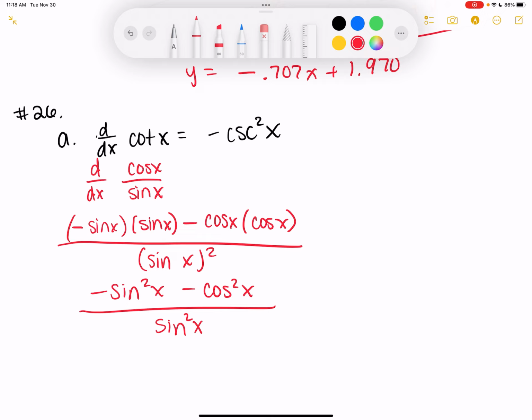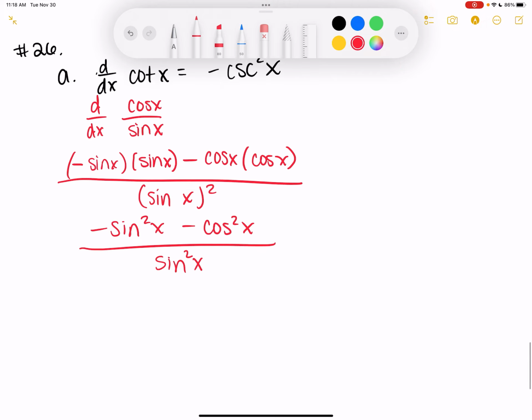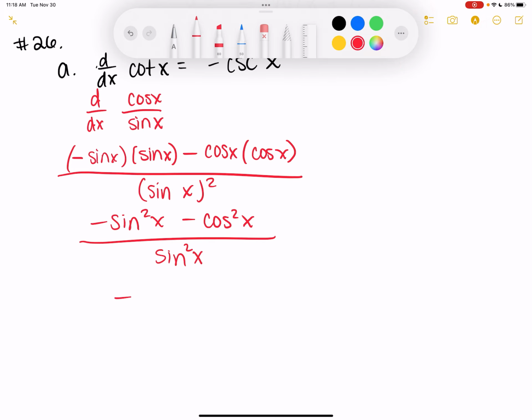So what do you notice about this part here? Or what do we have here? Pull out a negative and get that Pythagorean identities, which is equal to 1, so you get negative 1 on top over sine squared of x.